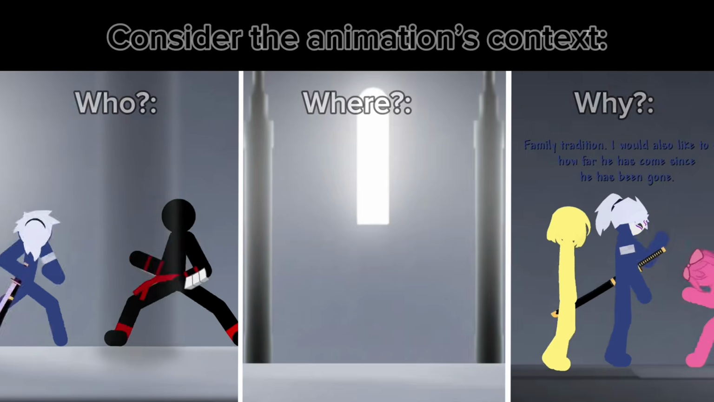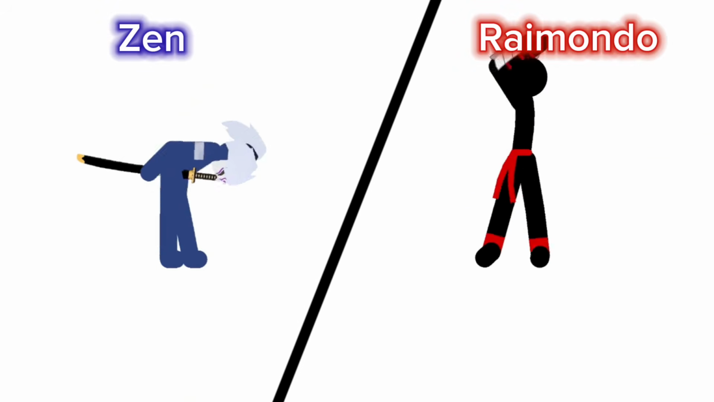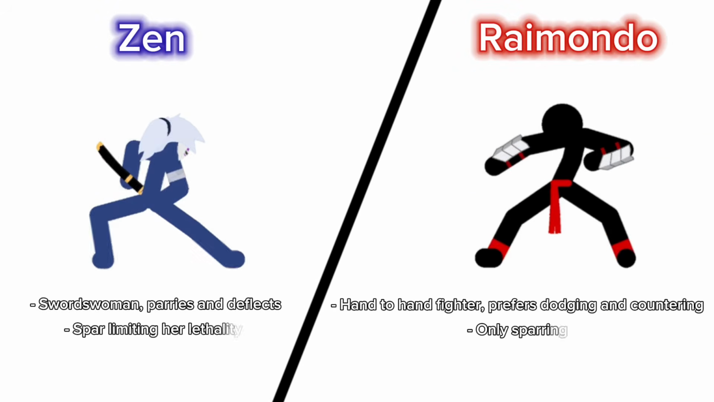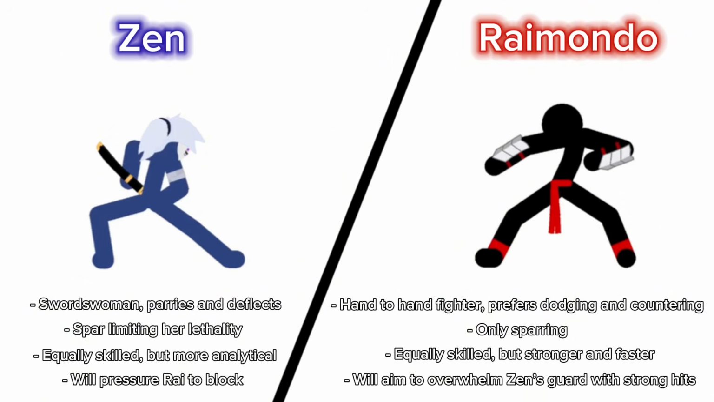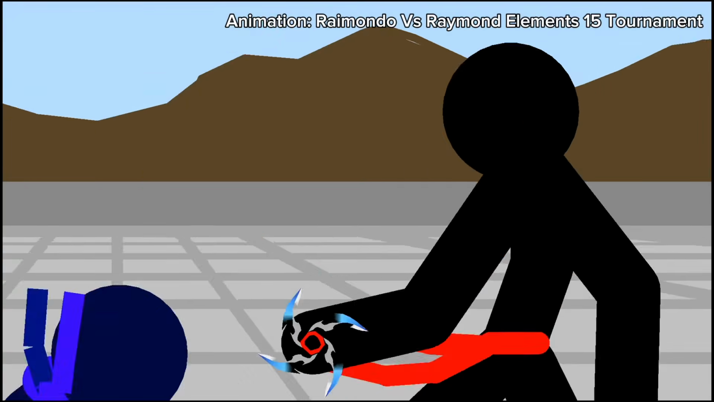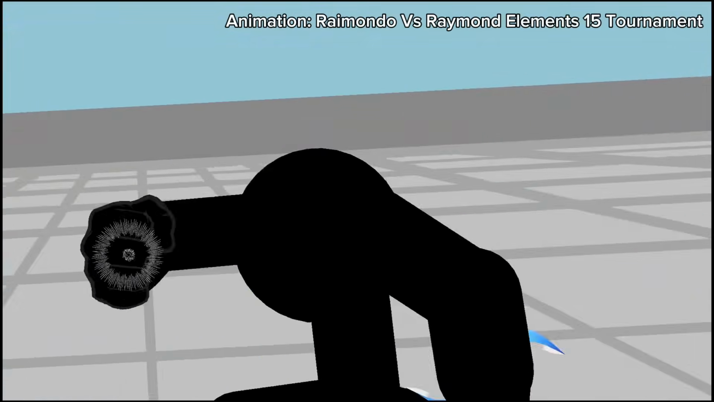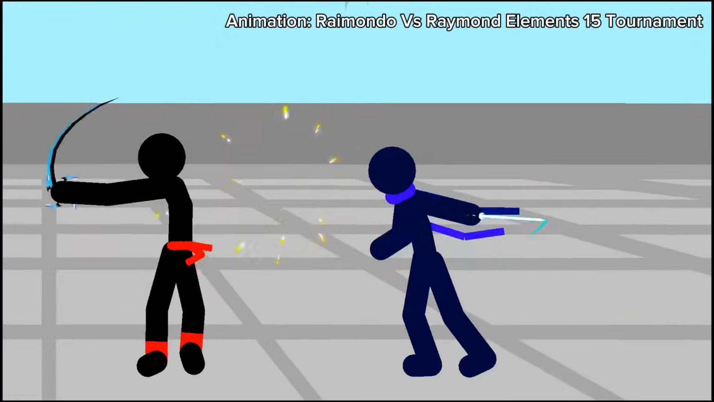The two fighters in this animation are Rai and Zen, who both have unique fighting styles, are only sparring, are equal in skill, know how the other person fights, and are going to be attempting to surprise each other or catch the other person off guard. I tried making a point to show that Rai is most comfortable in a fight when he's dodging instead of blocking, and I'll get into how I did that a little bit later on.